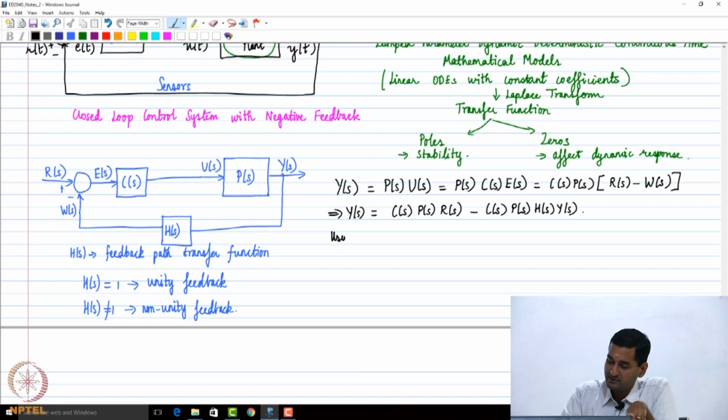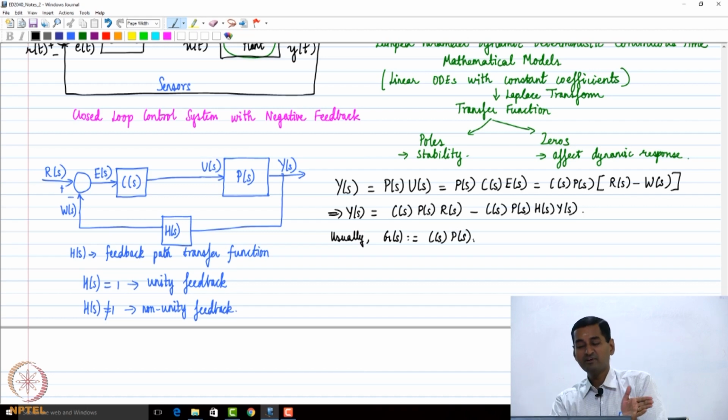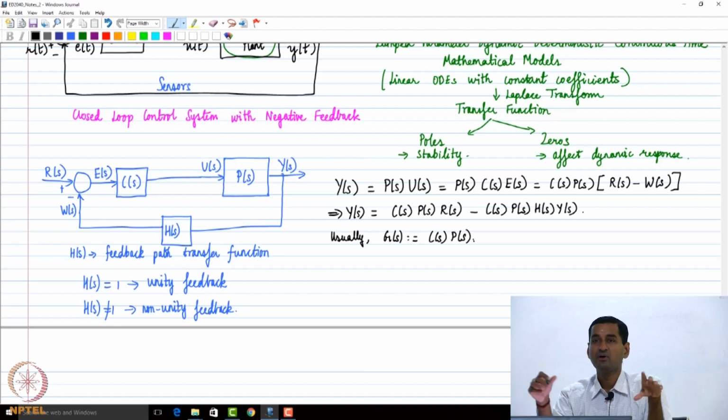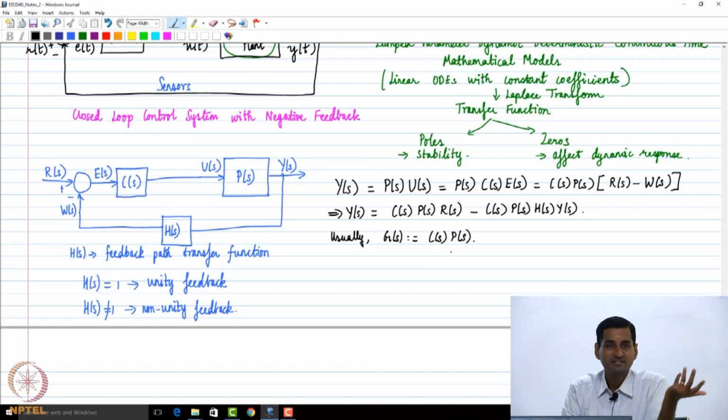So usually, G of S is defined as C of S times P of S. That is what we call G of S: essentially the product of all the transfer functions that come in the forward path. This is the forward path. Whatever comes in the forward path, you take all the transfer functions and multiply them. That's just a notation, just a definition. So let's call this G of S.